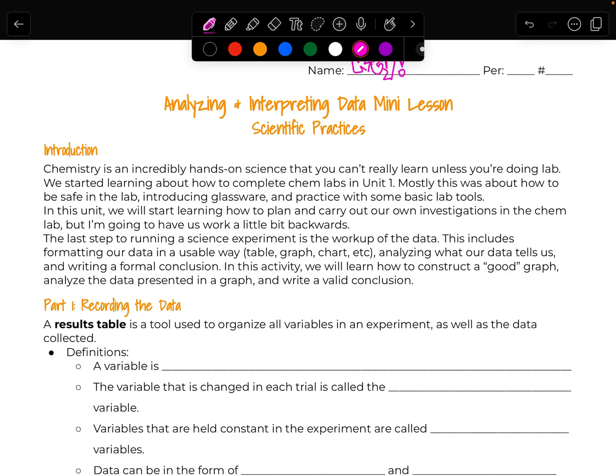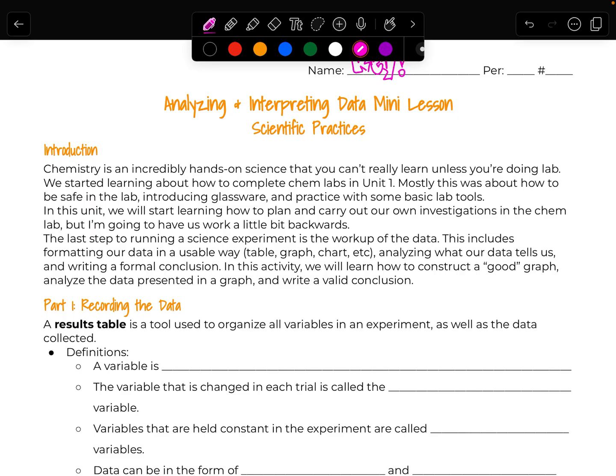In Unit 1, what we really were looking at was intro to chem lab. How do I be safe in the lab? What are some basic tools we're going to work with? All that kind of stuff. But what I want to do for this lesson is work a little bit backwards. We're going to learn how to plan and carry out investigations in class. I want to start teaching you about the end goal for an investigation, which is the analyzing and interpreting data part of it. So I'm going to start here. We're going to backtrack in class together.